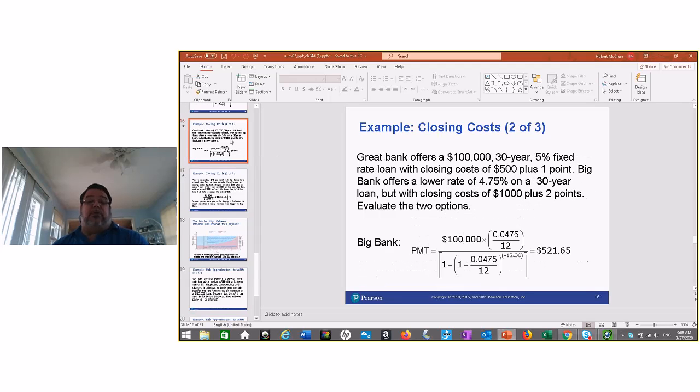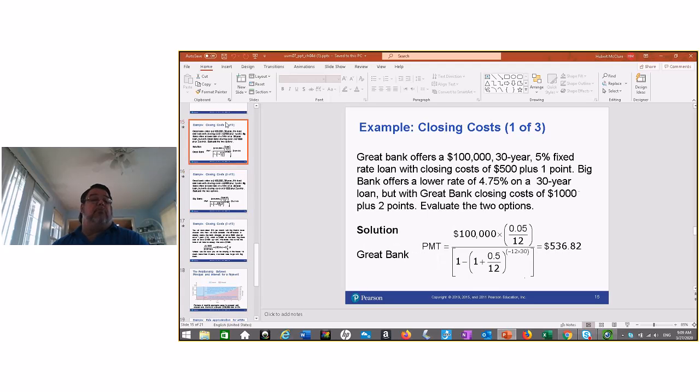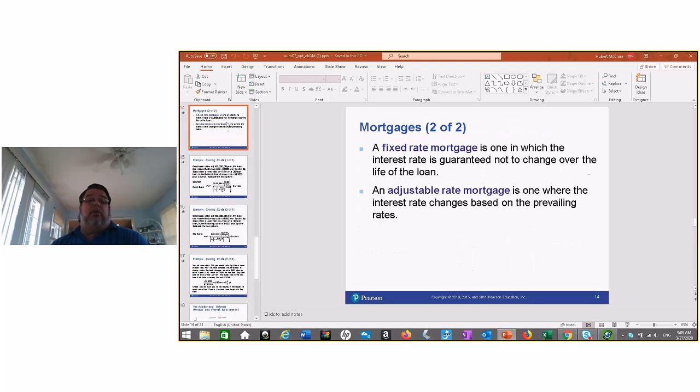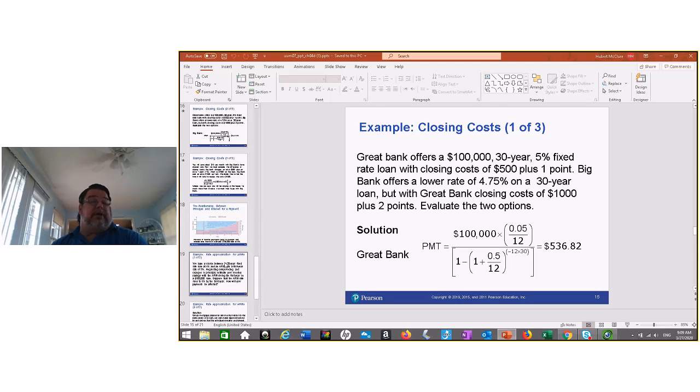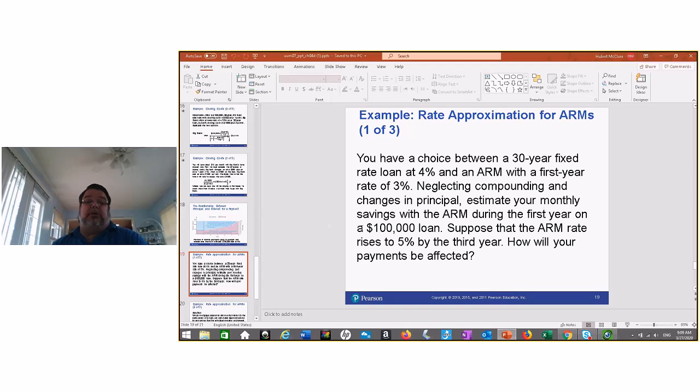Okay, I think we were doing this problem. Let's see if that's the problem we were doing. Yeah, we did this problem, right? Yeah. So let me go down and see if I can find the other one.